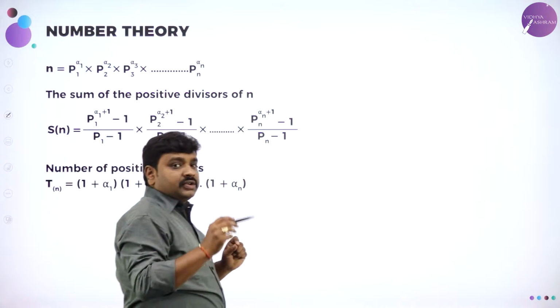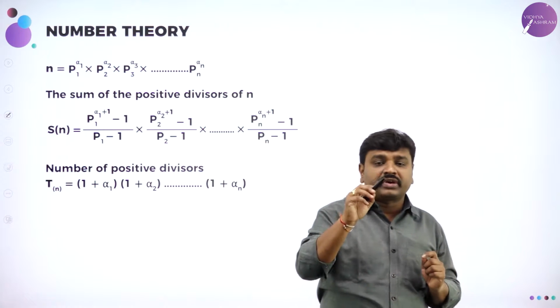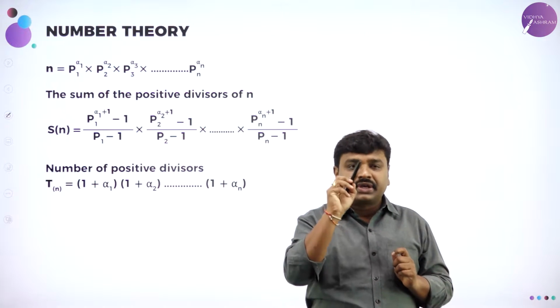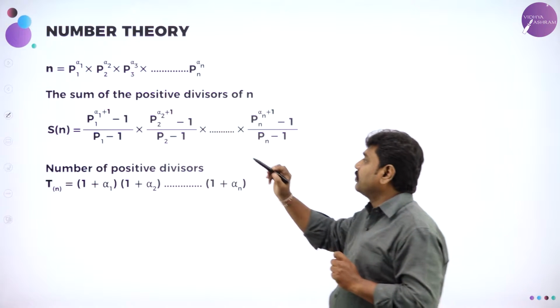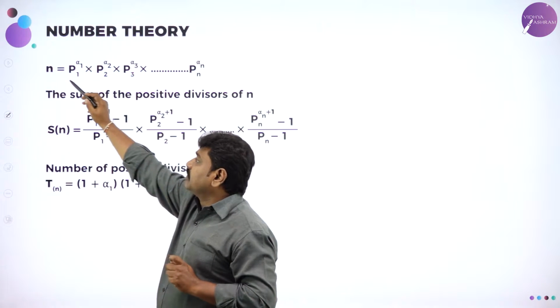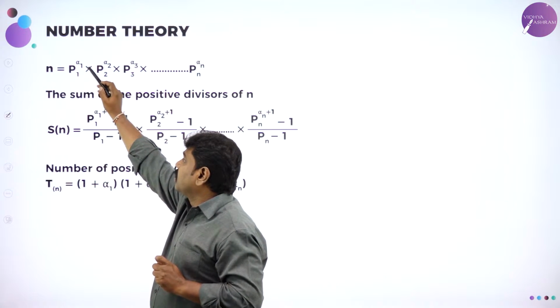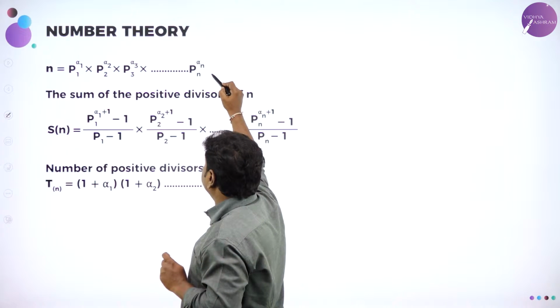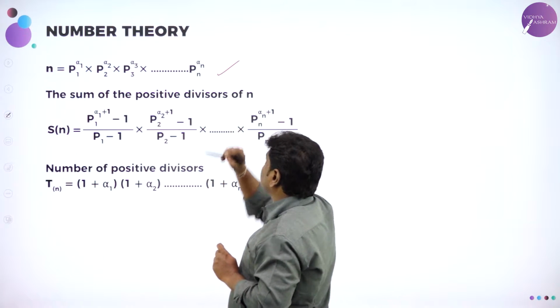So the first and foremost thing is the given number, you have to write it in canonical form. You have to write the given number in what form? Canonical form. Canonical form means what? Write it as product of prime factors. The given number n, you should write it as p1 power alpha 1 into p2 power alpha 2 into p3 power alpha 3, so on pn power alpha n. This is the first step.